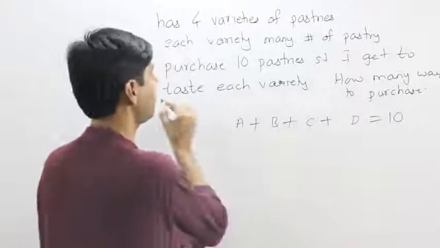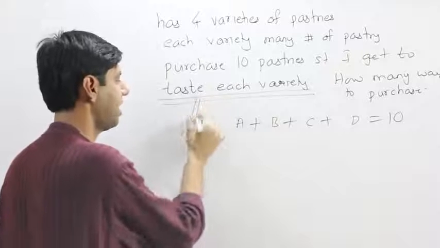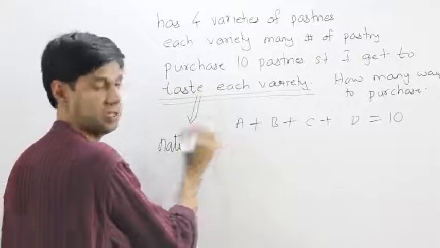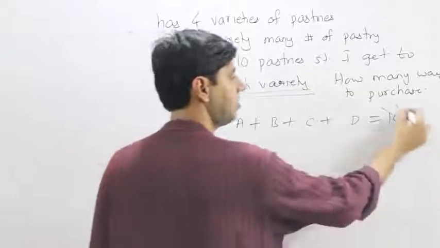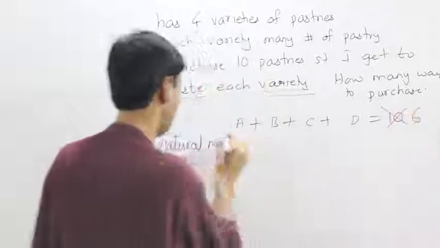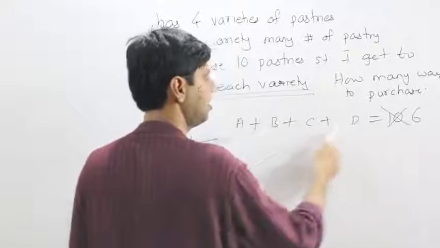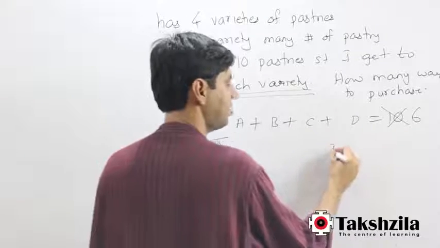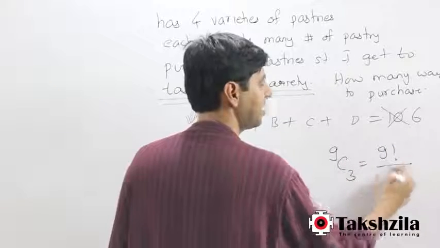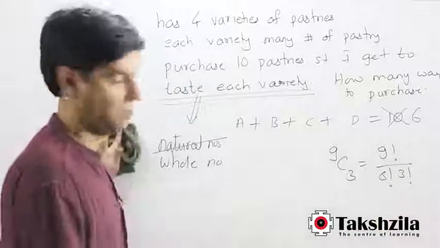And what do I do with such that I get to taste each variety? Each variety simply suggests that I need a natural number solution to them. I cannot buy 0. And how do I get natural number solutions? From the 10, give each of them 1, 1, 1. I would be left with 6, and the natural number solutions is changed to a whole number solution. Now, how many whole number solutions? 6 and 3 partitions, that is going to be 9 C 3, or 9 factorial over 6 factorial times 3 factorial, as 6 of them are ones and 3 of them are partitions in that case. So this is the answer over here.